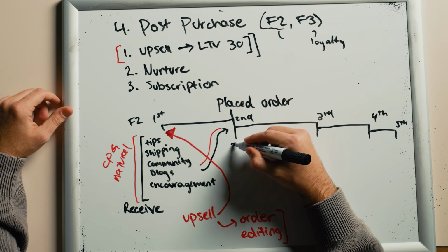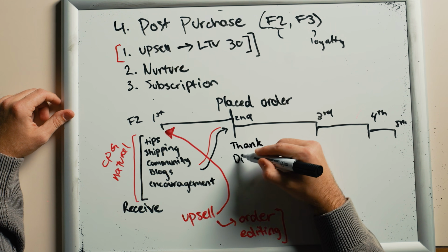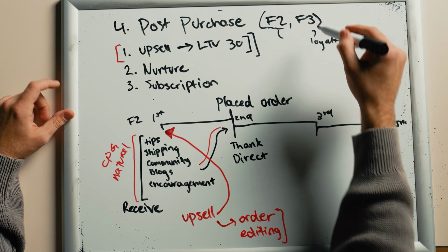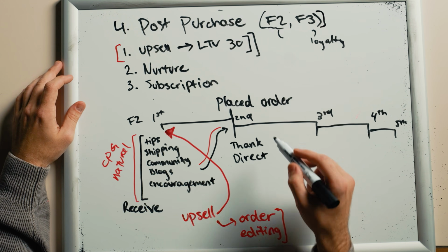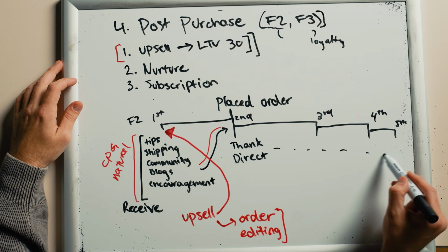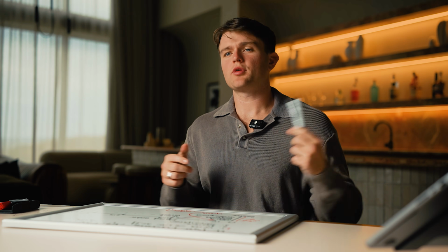For second-time customers, we want to thank and direct them. What I mean by this is once someone's placed a second order, we should be focusing on F3. Okay, they've placed a second order now. The next hardest gap has been bridged. How do we ensure that they come back and have the best possible chance of becoming a third, fourth, and fifth time customer? We need to direct them to whatever comes next or how we're encouraging loyalty.